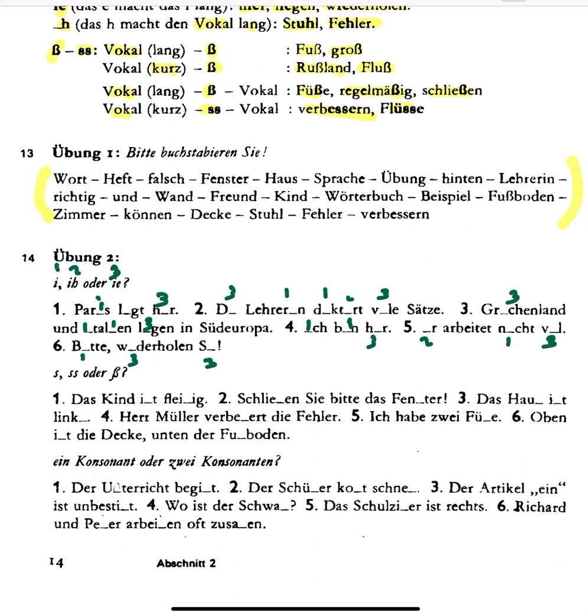Okay, as you see here, we almost complete the answers, and very easy. Okay, everything is good. No, sorry, this one is wrong. I change it with Holland. Or we can add the S, double S: das Kind ist. Fleißig is number 3. Schließen, number 3. Schließen Sie bitte das Fenster, number 1. Das Haus, number 1. Ist, number 1. Links, number 1. Herr Müller verbessert, number 2. Die Fälle, ich habe zwei Füße, number 2. Oben ist die Decke, unten der Fußboden, number 3.